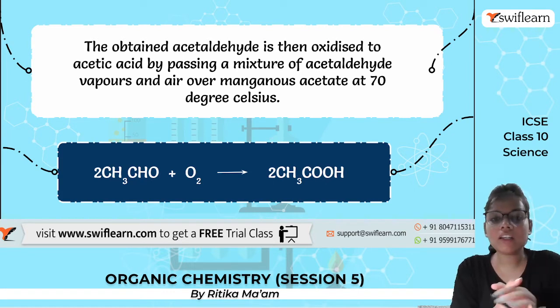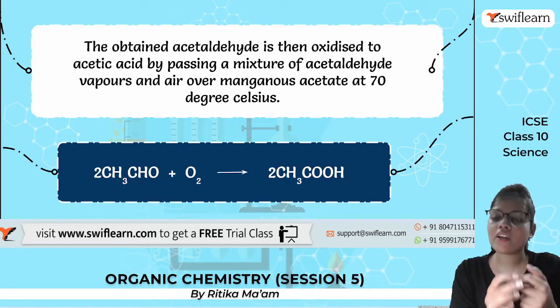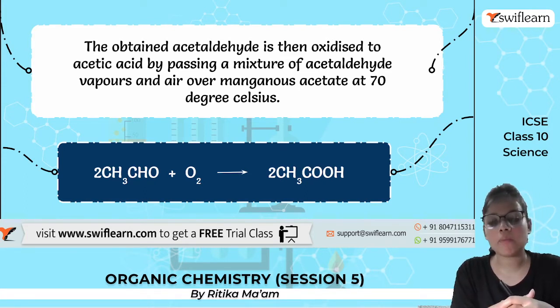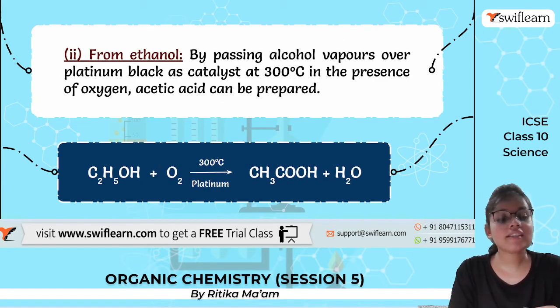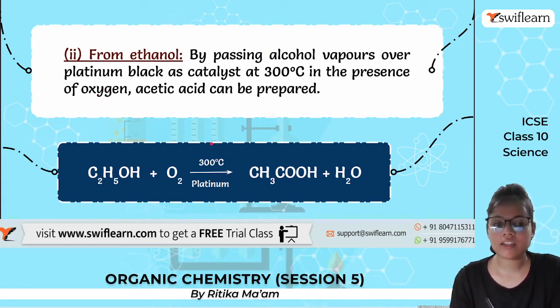So in all these things we have seen that the conditions play a very important role. We have to be very particular about the pressure that we are applying and the temperature that we are giving, because these all actually make the important change. Next is from ethanol. By passing alcohol vapors over platinum black as catalyst, at 300 degrees Celsius in the presence of oxygen, acetic acid can be obtained. So for ethanol, we are providing oxygen, and the conditions are 300 degrees Celsius with platinum black as catalyst. We will be getting the acetic acid.